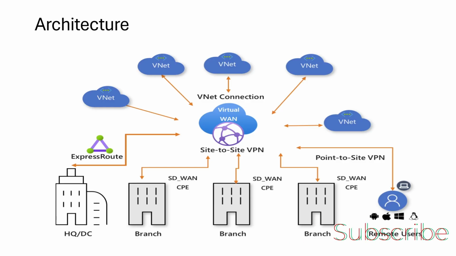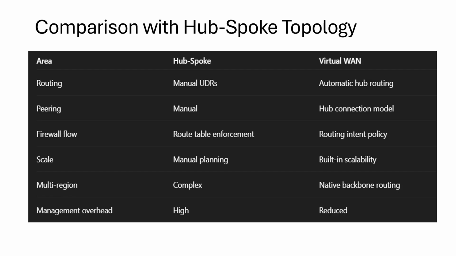Now, let us connect this idea with the hub and spoke model we built earlier. In a hub and spoke architecture, we manually design the transit network. We create peering connections, configure route tables, and force traffic through a firewall. This gives us full control, which is great for learning in a small environment. However, when we scale hub and spoke across regions, complexity increases quickly. We must manage multiple hubs, duplicate firewall rules, maintain route consistency, and troubleshoot across region routing. Every change touches many components.